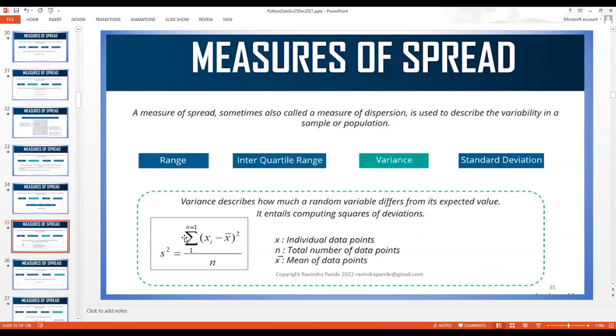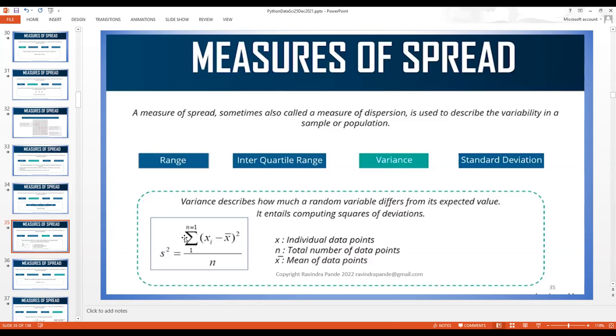Okay. Now variance is basically the spread from number X to number Y, right? Here we normally use these formulas quite a few times. There are equations available in Python code where we use variance as well. Variance describes how a random variable differs from its expected value. It entails computing the square of deviations. X is an individual data point, n is the number of total data points, and x bar is the mean of the data points.